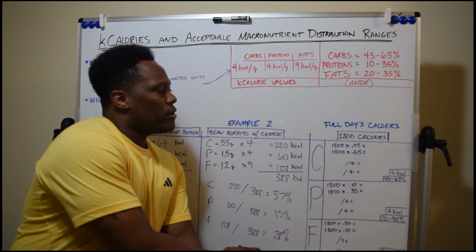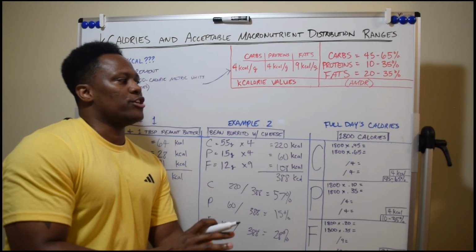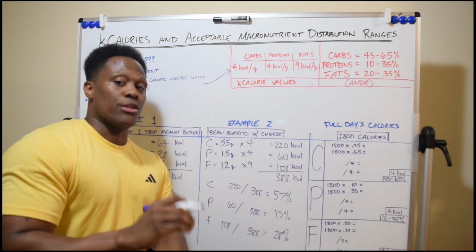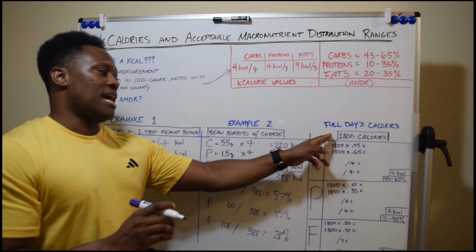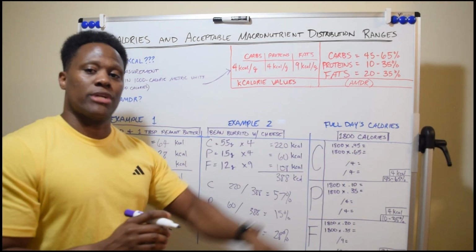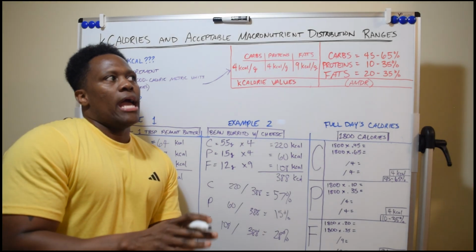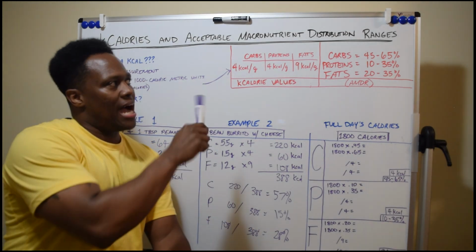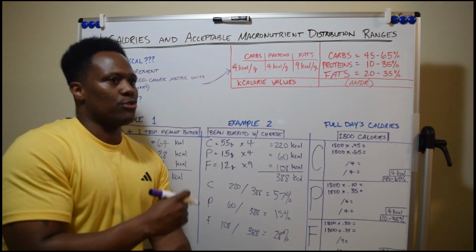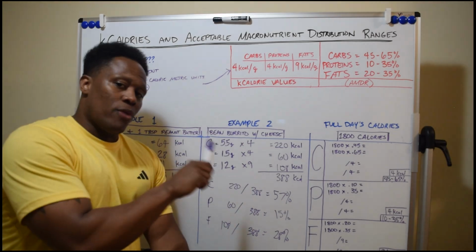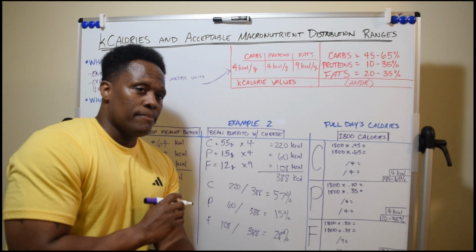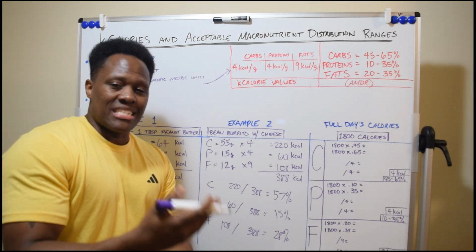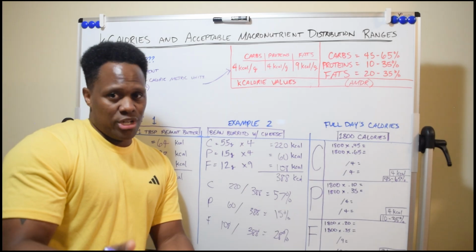So now I'm going to show you guys how to calculate your AMDR values using your full day's calorie numbers. The example I have here is 1800 calories. The way health organizations do things when it comes to nutrition and the math behind AMDRs and kCalories is they base it off a 2,000 calorie diet, because that's about how much a healthy individual should consume.